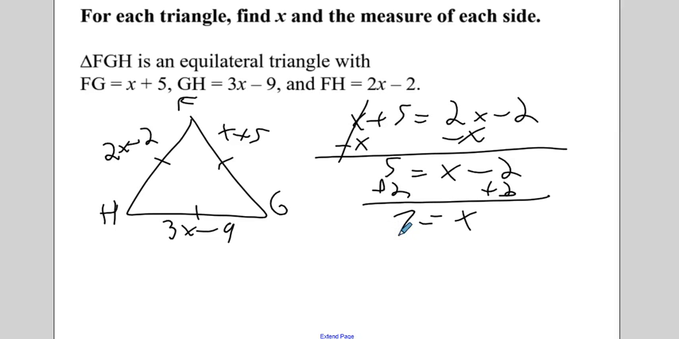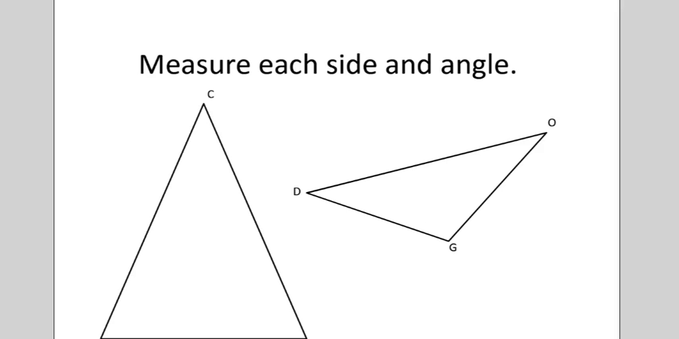Now plugging in, 7 plus 5 is 12. 2 times 7 is 14, minus 2 is 12. 3 times 7 is 21, minus 9 is 12. We're going to skip this.